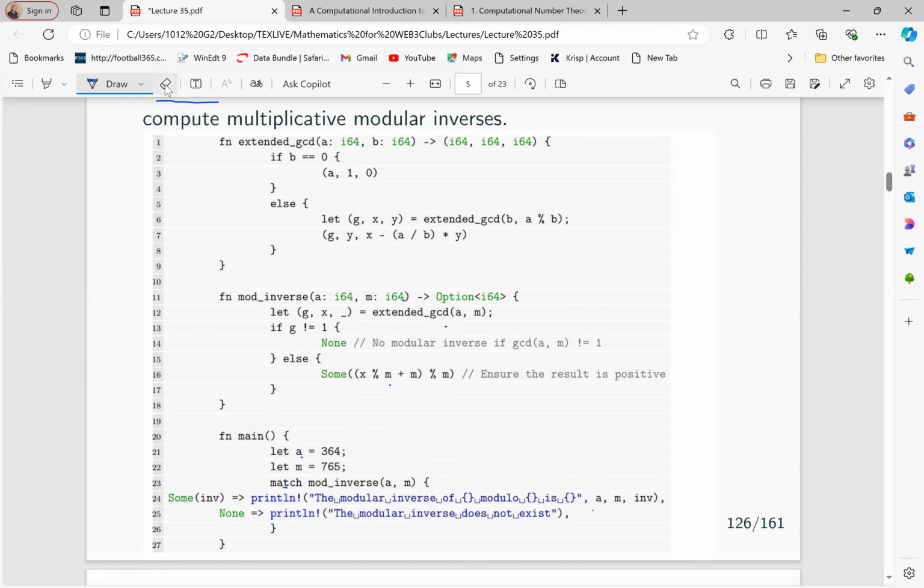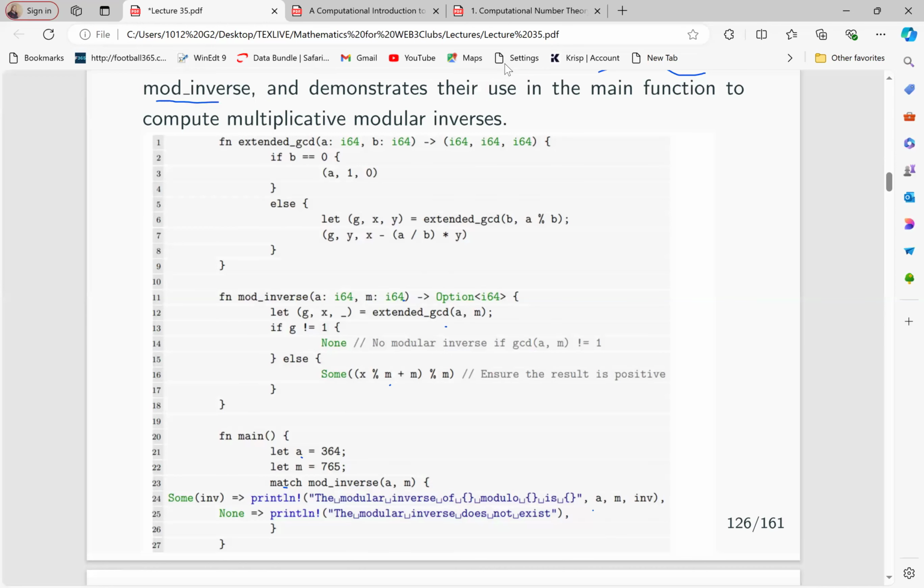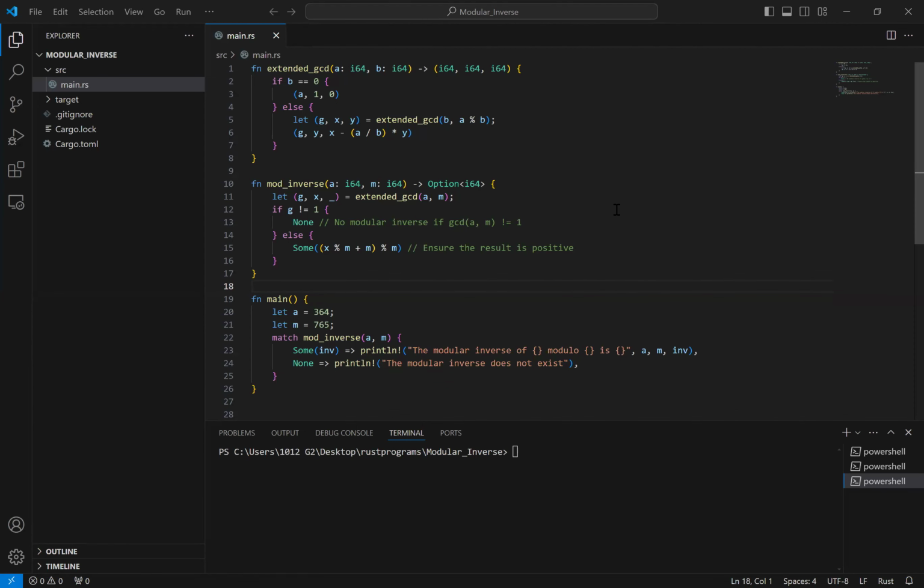So let me just share the code so that we look at it. Okay, the code is here. You can see it. Yes.